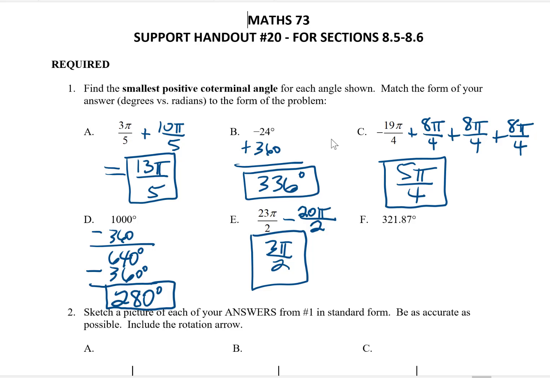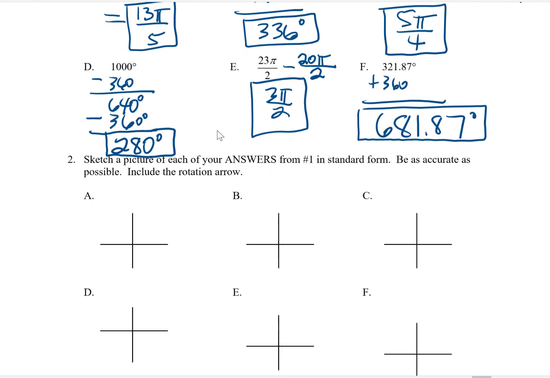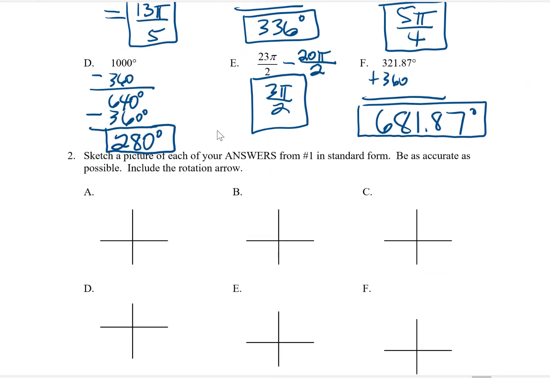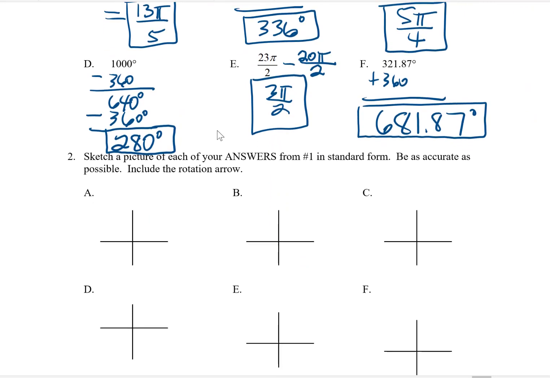Letter F, if I were to subtract 360, it would take me into the negatives. So what I will have to do is add 360 degrees, and that takes me to 681.87 degrees. Problem number 2, we want to draw each of those answers now in standard position.